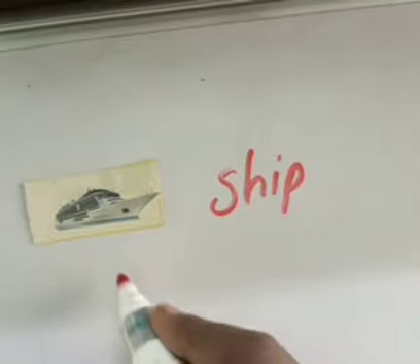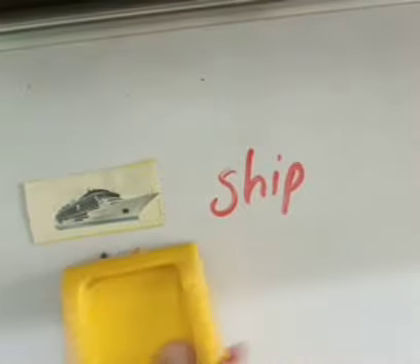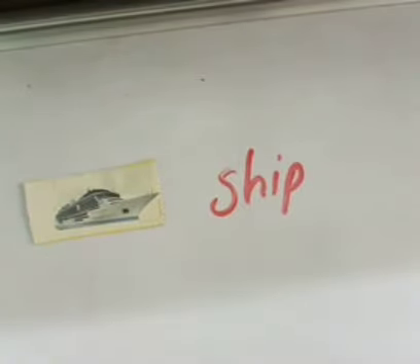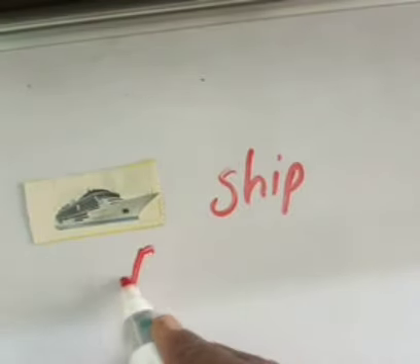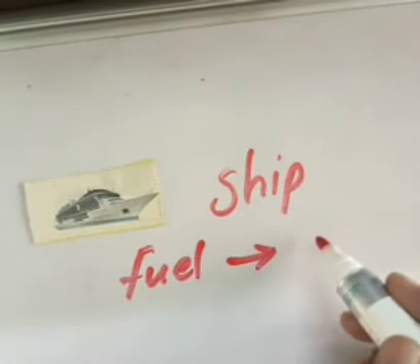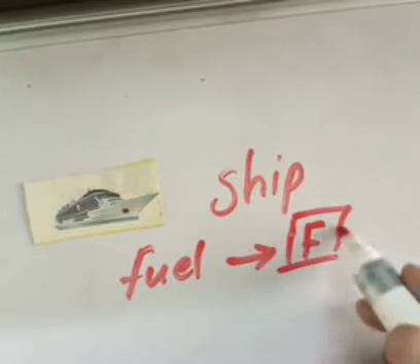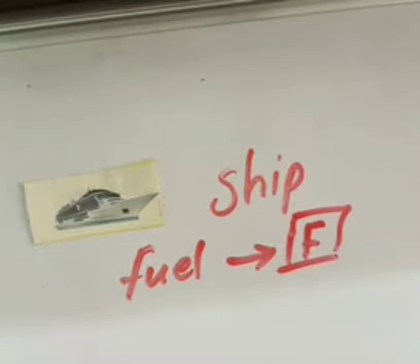And these machines need which kind of power? Which kind of power, children? These machines help us to travel, and these machines need a fuel to work. So instead of F-U-E-L, you have to write what? F, the first letter F. So this is a ship, and these machines help us to travel, and the machines need fuel to work.